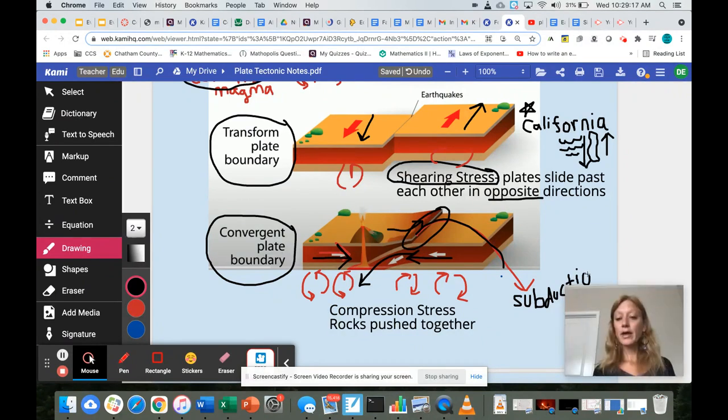Don't want to go over that. I guess my picture is kind of blocking that. So subduction zone, we'll write it up here. Subduction zone. So this really means that one plate goes below another plate.